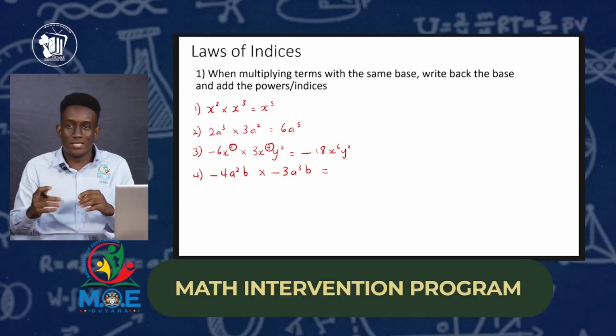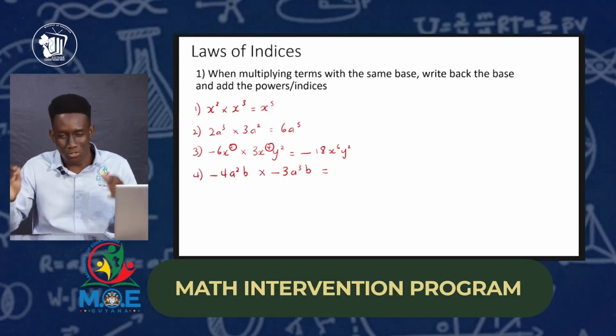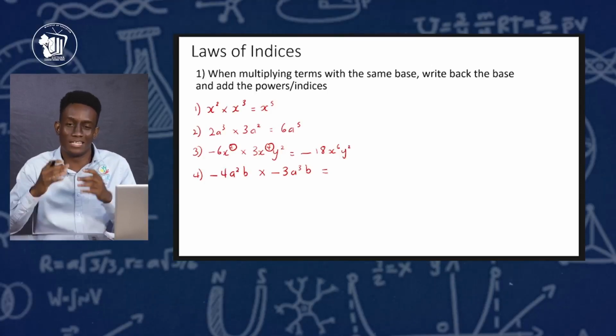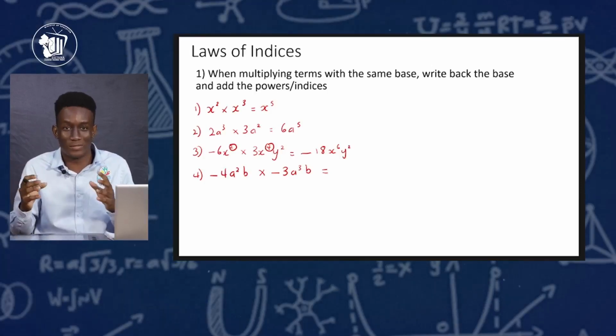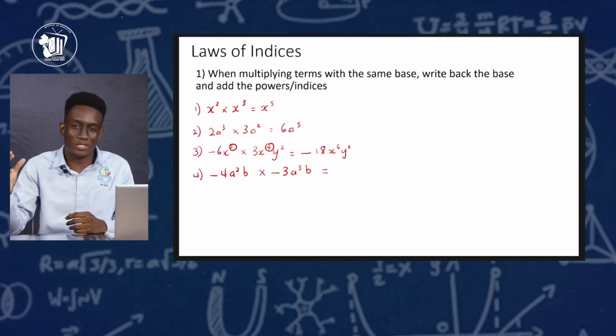So, once again, the first step is to multiply the signs. You're always multiplying the signs first, and then the numbers, and then the letters. So always keep that at the back of your mind: signs, numbers, letters. So let's multiply the signs.